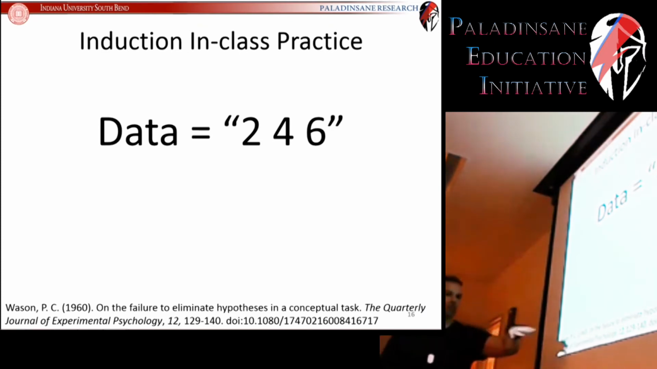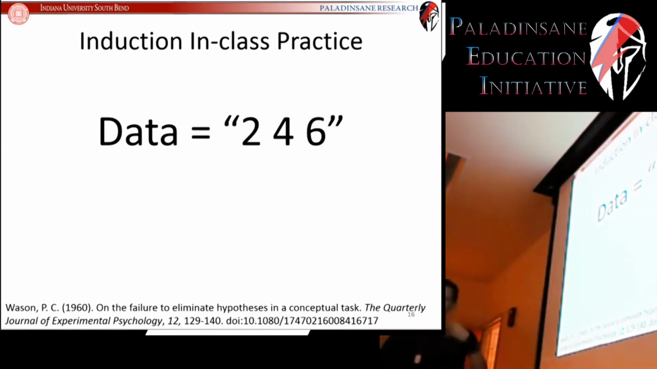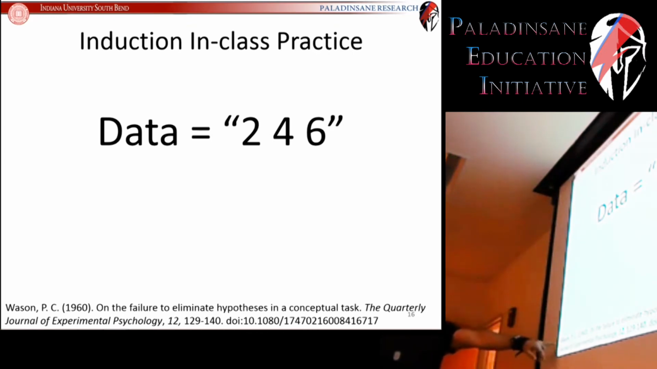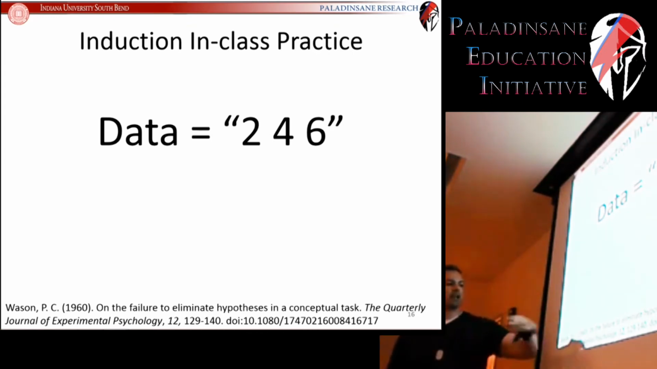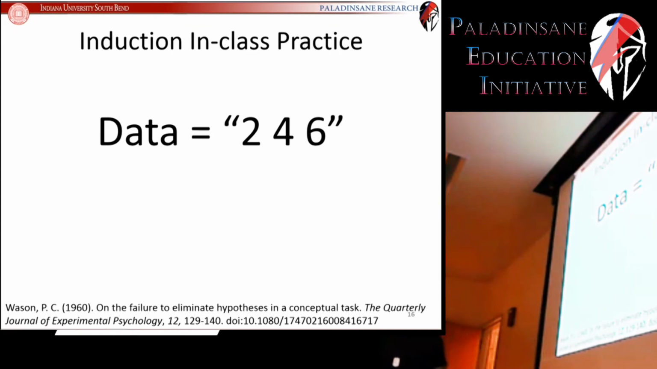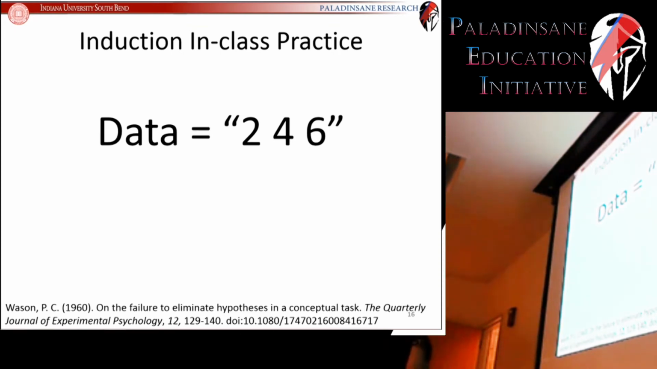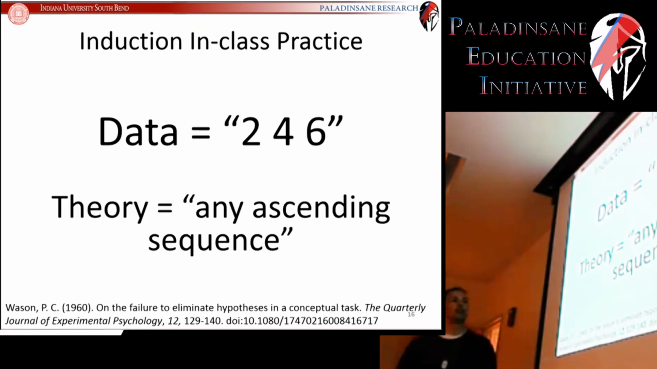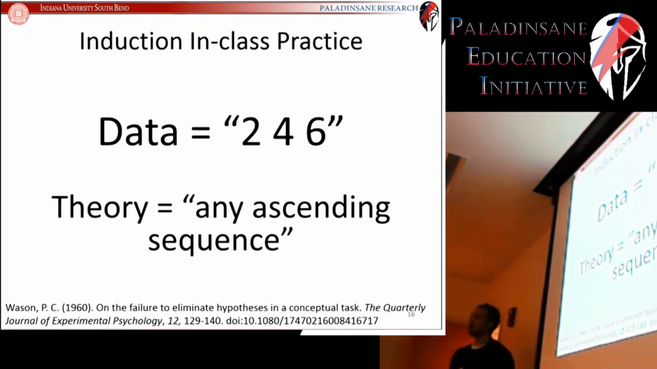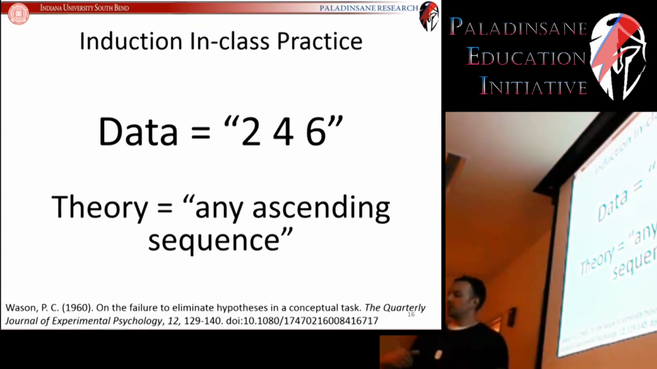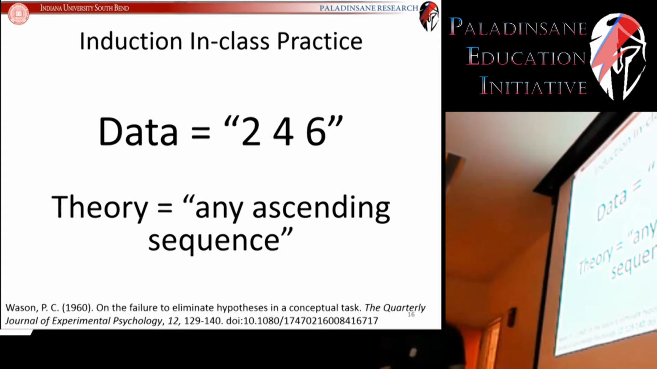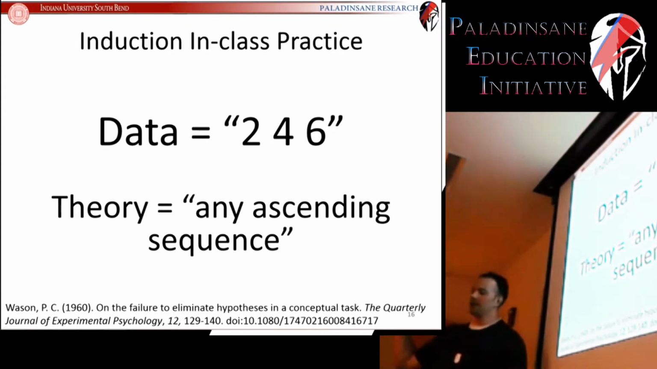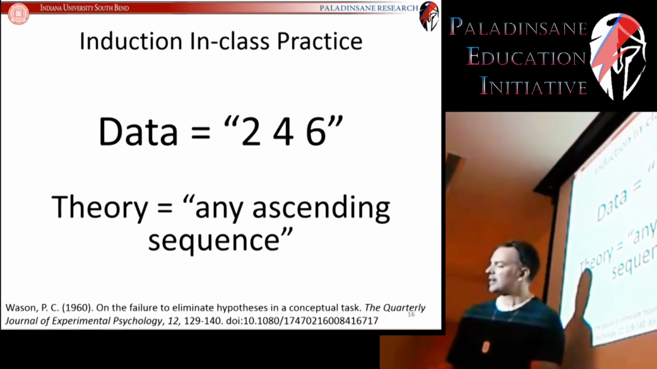And if you are interested in taking a look at some more of the theories behind this, Wason did this study back in 1960 on the failure to eliminate hypotheses in a conceptual task. The final answer, and we had a couple of groups that got it, is that this is just any ascending sequence. So the rule here is that it's any three numbers where they're in order of ascending size.